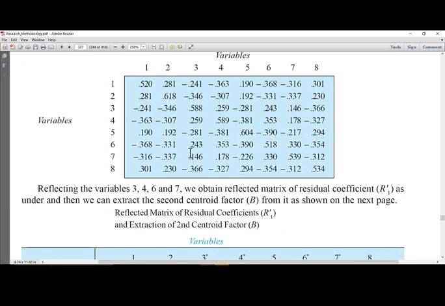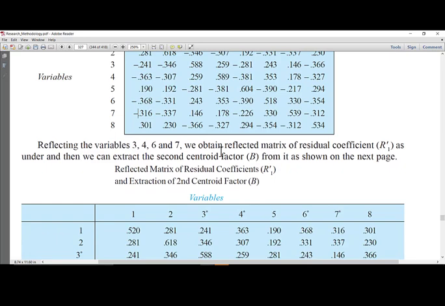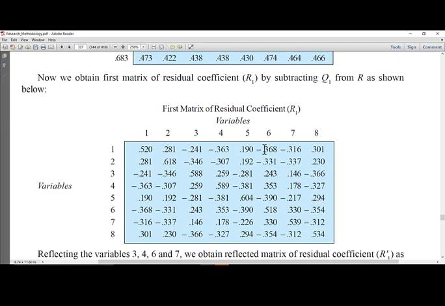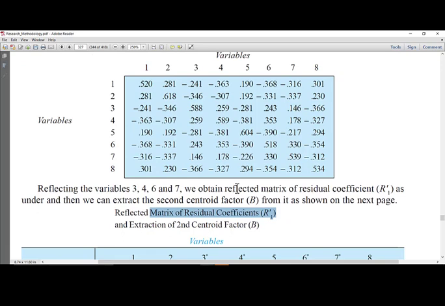And now here you can observe for variable 3, a minus sign is there. Similarly, for 4 also, a minus sign is there. For 6 also, and for 7 also, a minus sign is there. Then we have to go for reflections. Reflections means in the next matrix, we ignore these and we consider all the signs as plus signs only. That is called the reflected matrix. The reflected matrix of residual coefficients is denoted as R1 dash, because the residual matrix is R1. So when we ignore these minus signs and write the reflections, that means minus converted to plus, we have our R1 dash.